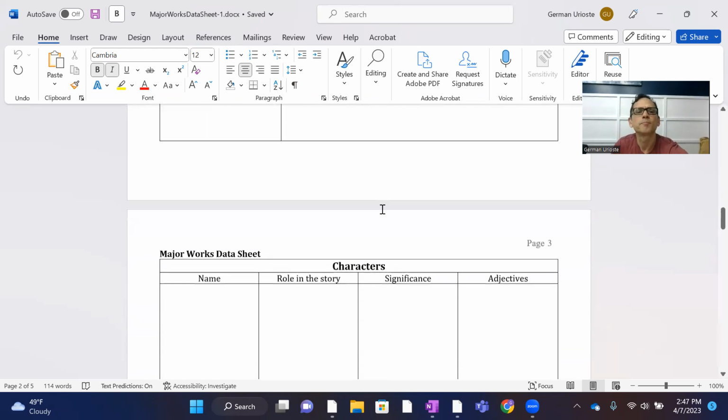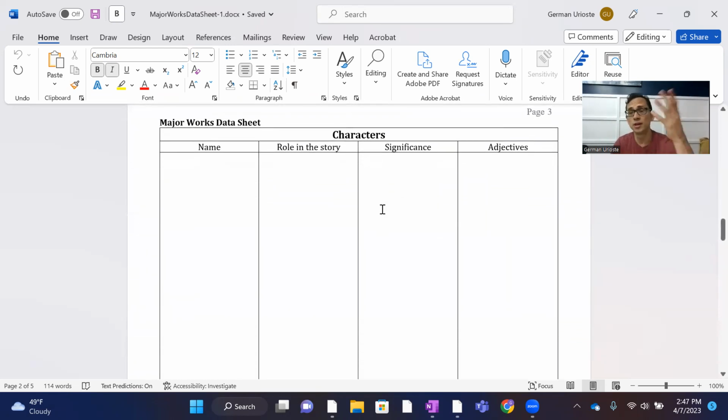On page 3, important, you need to know characters. You saw that on those literary argument prompts, a lot of them are character based, right? A character who deceives, a character who receives a complex gift, right? So the name of the character, what's their role in the story, the significance of this character, and what are some adjectives to describe that character. Those can come in handy.